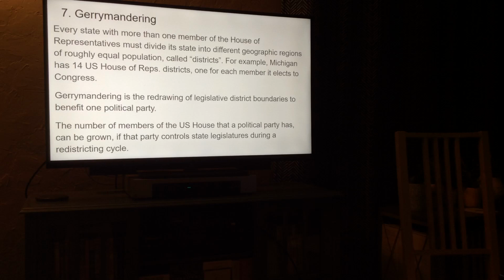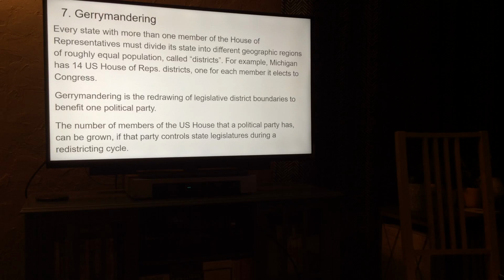We talked about, okay, there's these 435 representatives, and they're divvied out to each state according to that population. But then what happens? And so we said Michigan gets 14, but how do we decide where the 14 come from? Do we elect them all at once? The whole state? Well, no. It turns out that the way this works is that every state with more than one member of the House of Representatives has to divide its state into different geographic regions of roughly equal population and elect one member of the House of Representatives from each of those what we call districts.